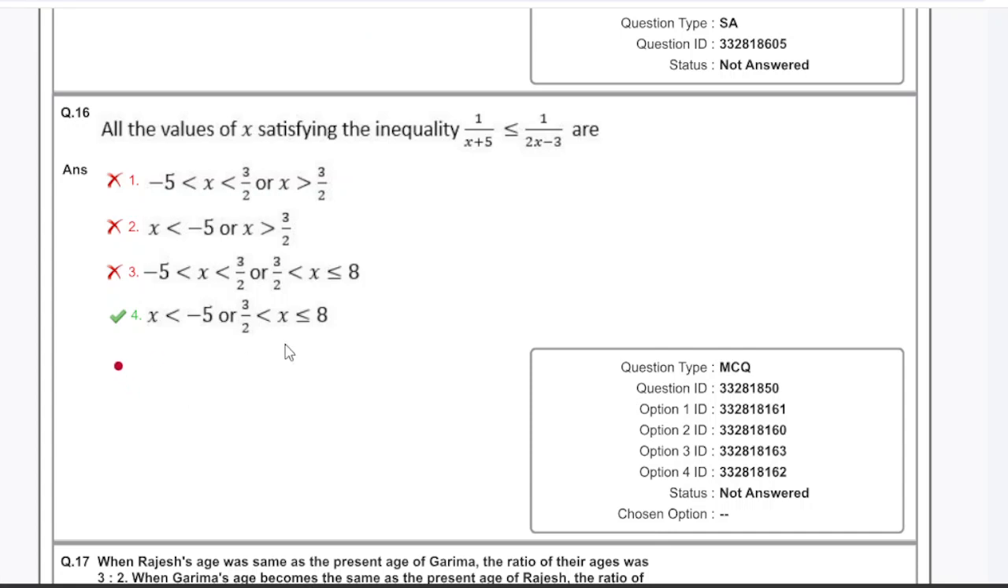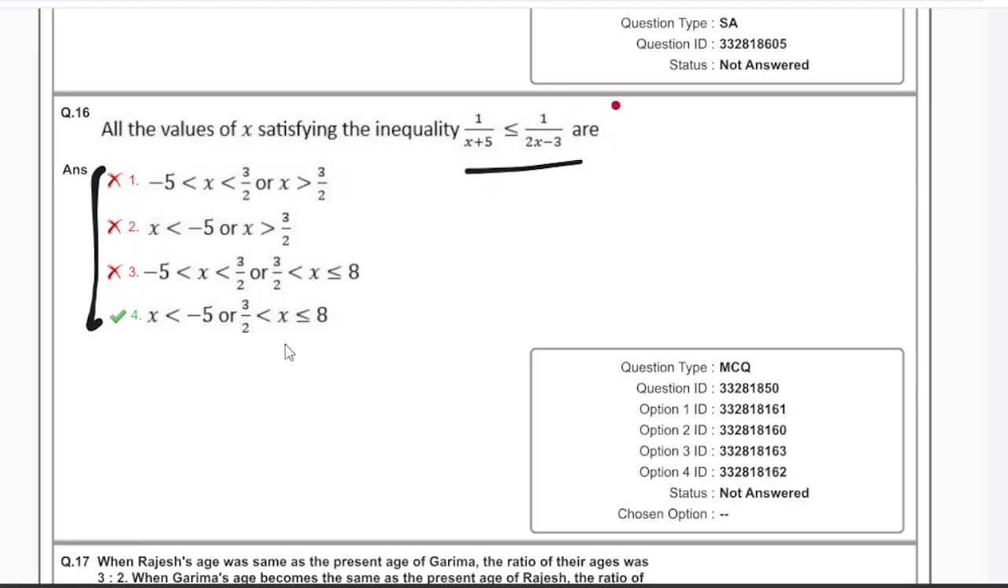CAT 2024 slot 2 QA. Question number 16. Now, if we see, the question talks about all values of x, which we have to find out, and the options have the interval. It asks for all the values of x satisfying the inequality 1 by x plus 5 less than or equal to 1 by 2x minus 3. That is quite clear here.